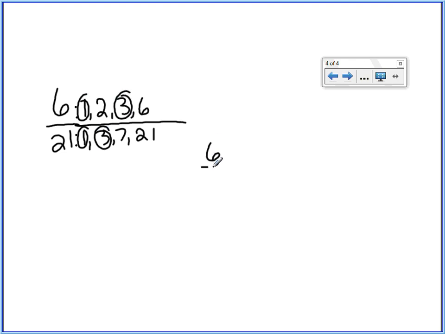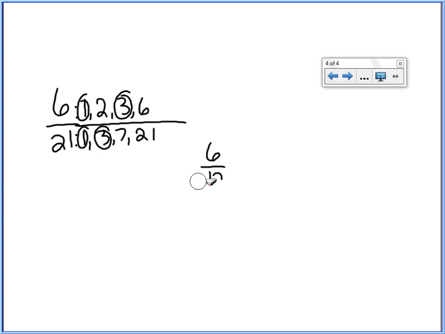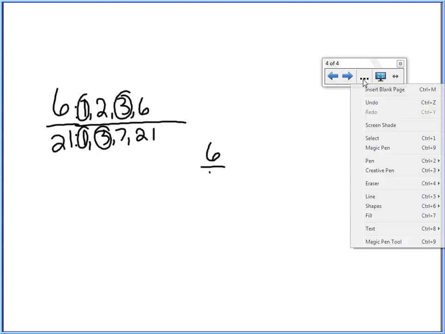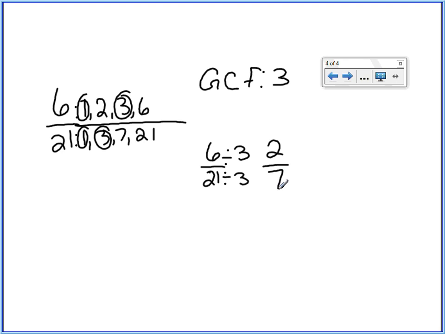I'm going to come over here and I'm going to divide, oh, not 12, 21. My denominator is 21. The GCF is 3. So 6 divided by 3 is 2. 21 divided by 3 is 7. So 2/7 is written in simplest form. And that is how you simplify fractions.